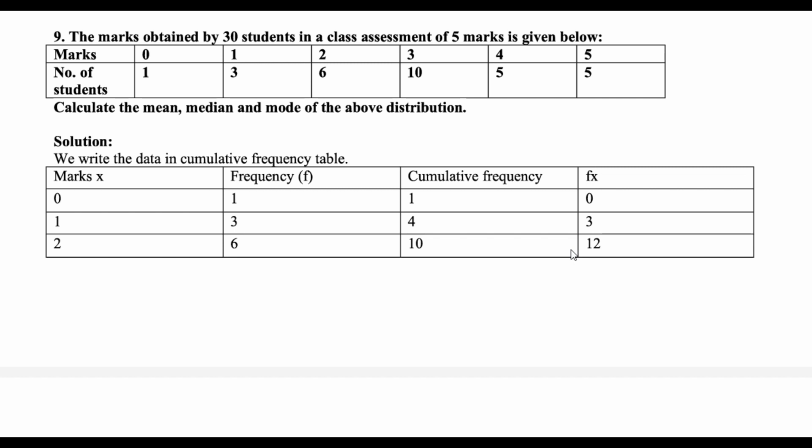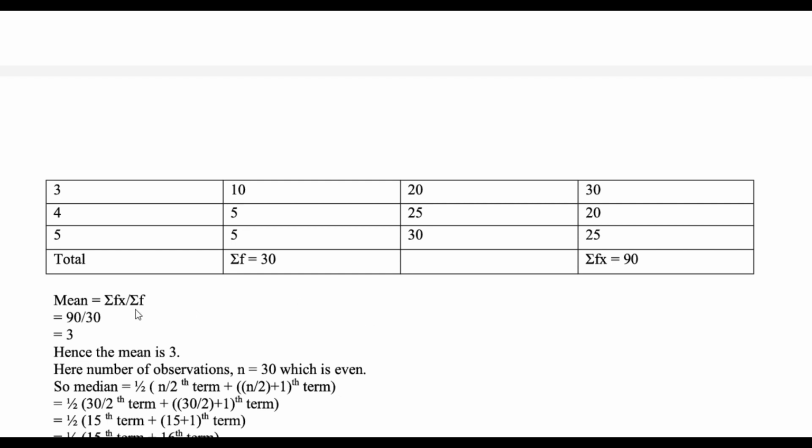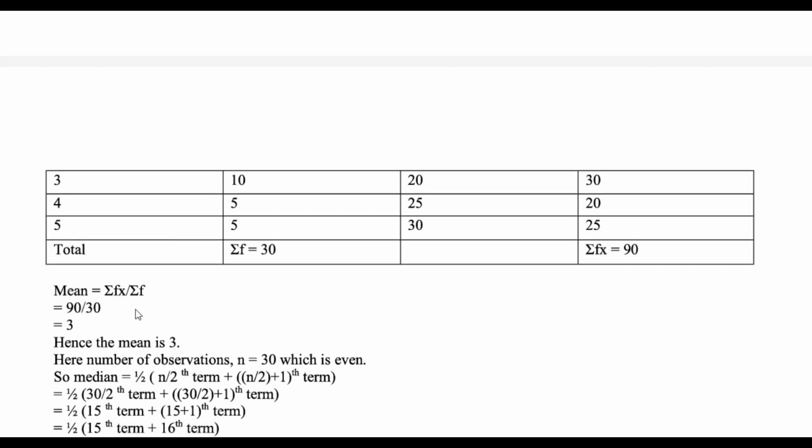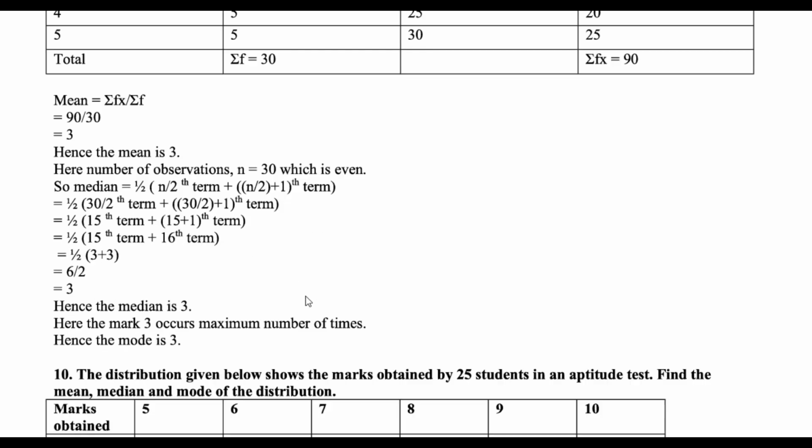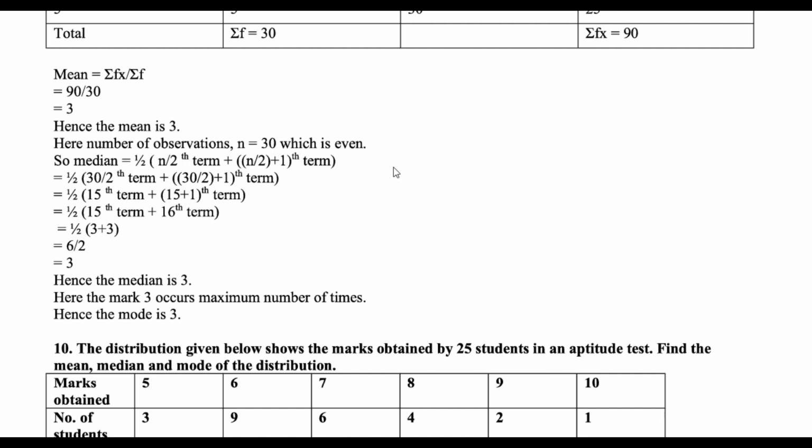Summation of fx by n will be the formula for the mean. See, mean is summation fx by n, that is summation fx, that is 90 by 30, that comes to 3. That mean is equal to 3. Okay. The number of observations n is 30. 30 is our even number. So use this formula. This formula is for even number.